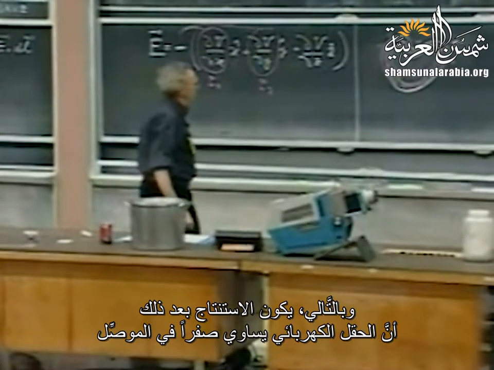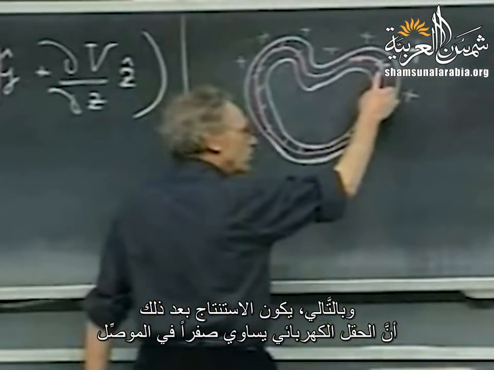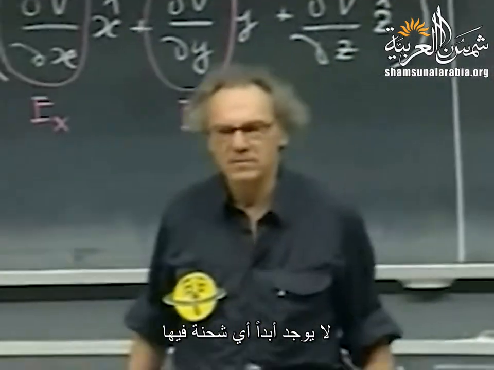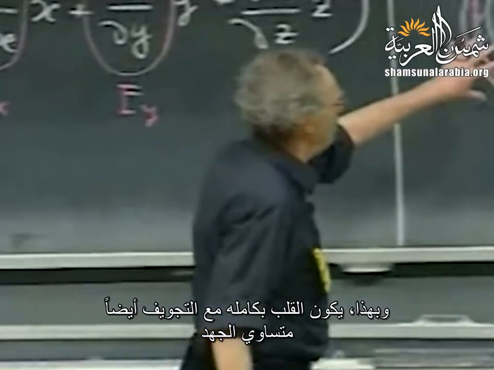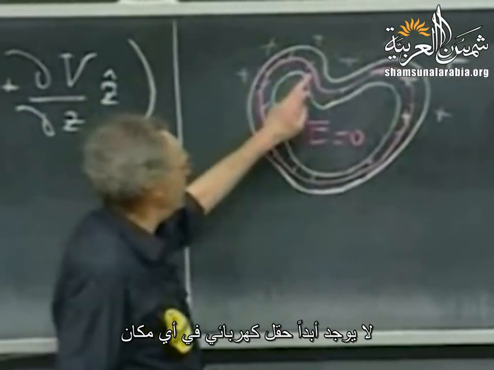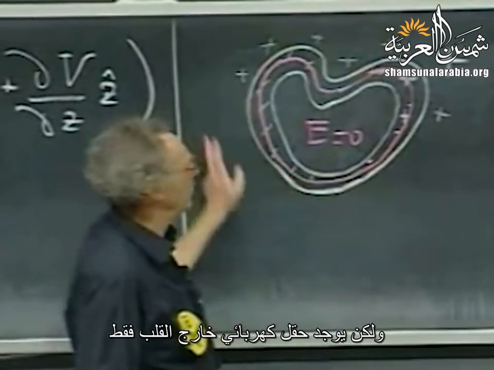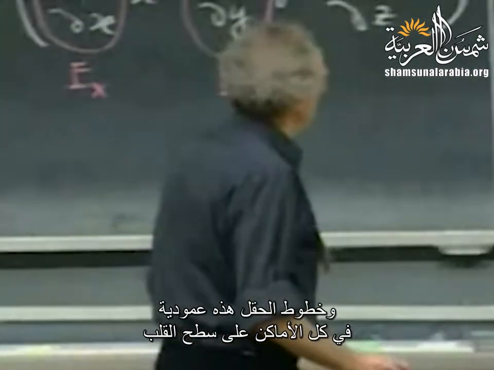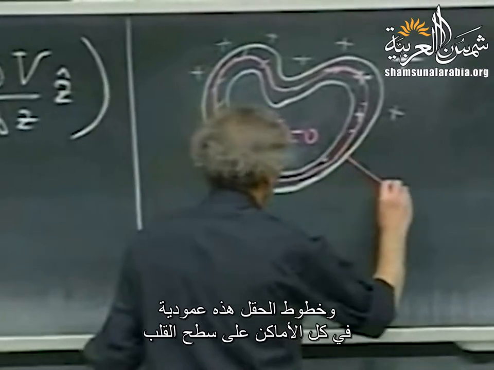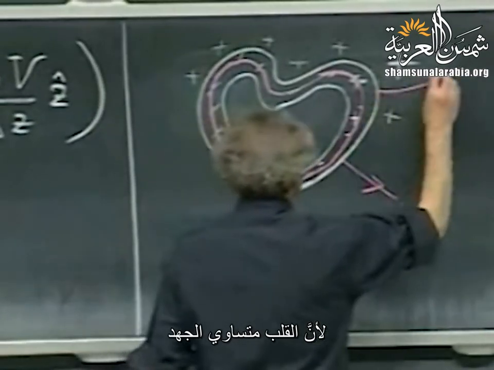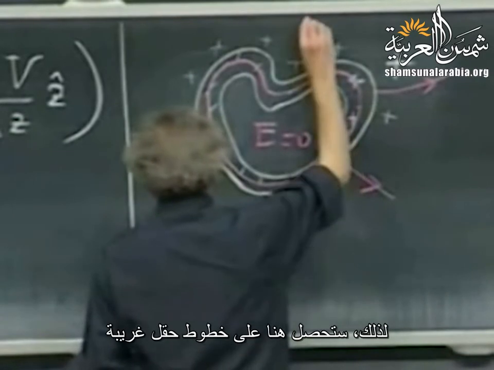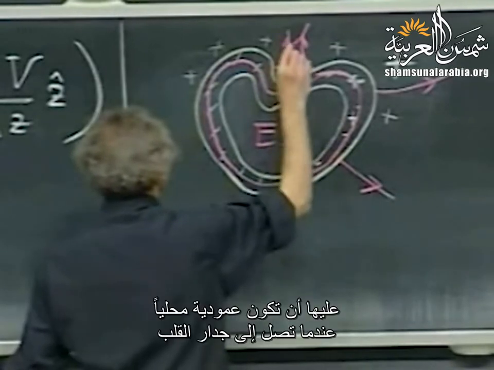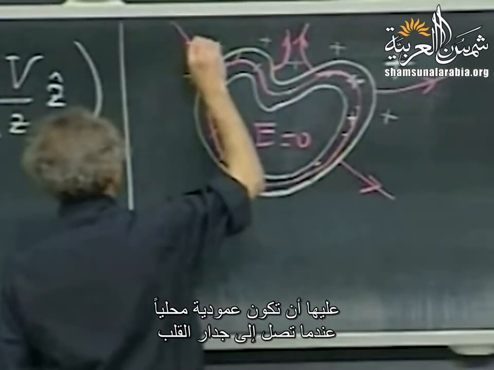And so the conclusion then is that the electric field is zero in the conductor, but the electric field is also zero in this opening. There's never any charge there. And so the whole heart, including the cavity, is an equipotential. There's never any electric field anywhere. There are only electric fields outside the heart, and these field lines everywhere are perpendicular to the surface of the heart, because the heart is an equipotential. So here you get very funny field lines which go like this. They have to be perpendicular locally where they reach the heart wall.